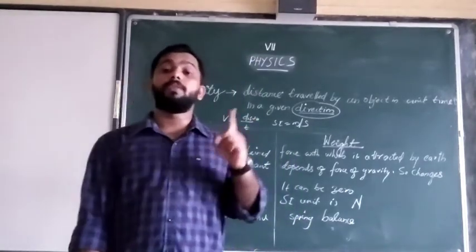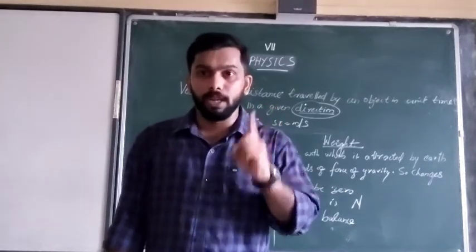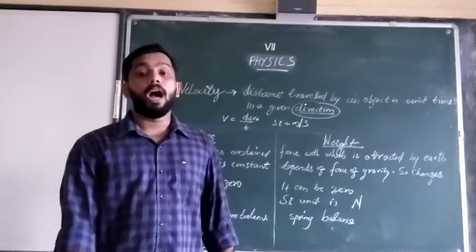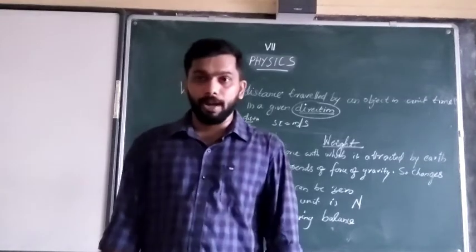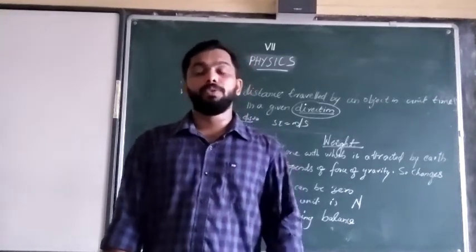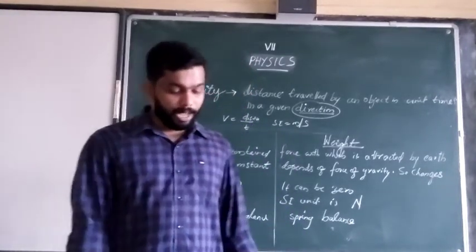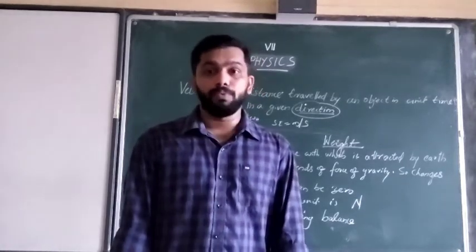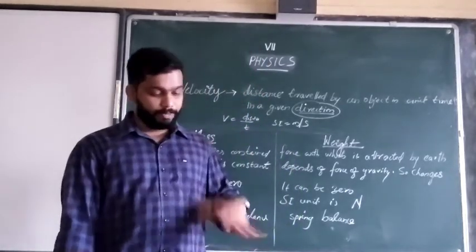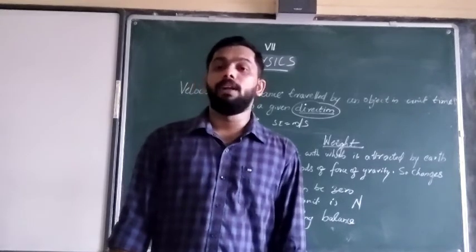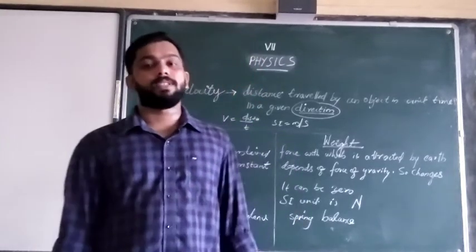And what was the SI unit of mass? It was kilogram. And how did we find out the mass? We used a beam balance or a physical balance to find out the mass of an object. Nowadays we have electronic devices, electronic balances.